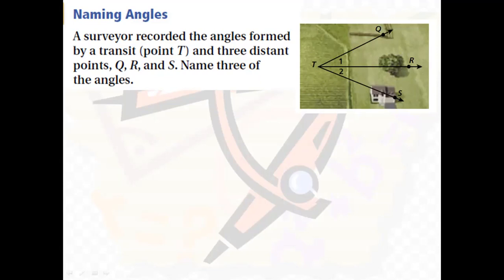This is according to me. Maybe your ideas or your view of this picture might differ. So maybe you will get three different angles. As they said three, we are naming three. So we can say angle QTR is an angle, or we can even say QTS is an angle, or we can also say angle RTS. So RTS is also an angle. This is because they said three.